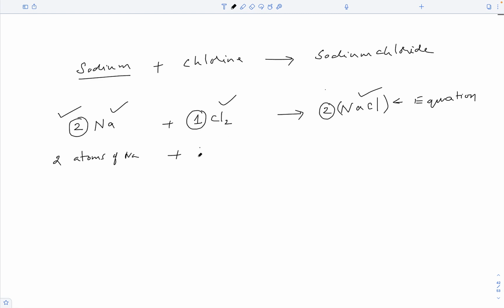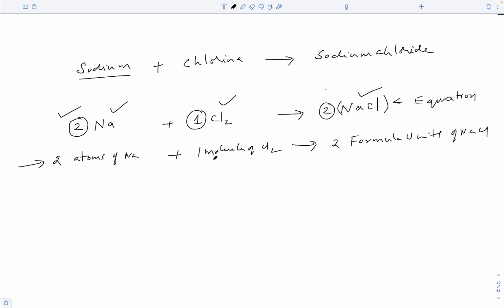Obviously, one Cl2 represents one molecule of chlorine, and 2 NaCl represents 2 formula units of NaCl. Now read this line. It says 2 atoms of sodium combine with one molecule of chlorine to form 2 formula units of NaCl. Does it mean then that to carry out this reaction I must combine only 2 sodium atoms with one molecule of chlorine? No, that is not what it means.